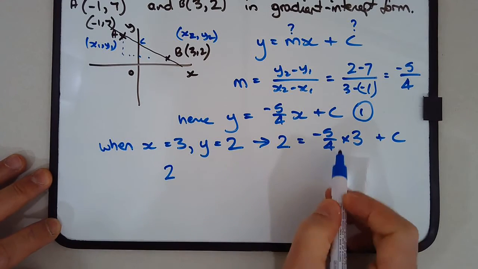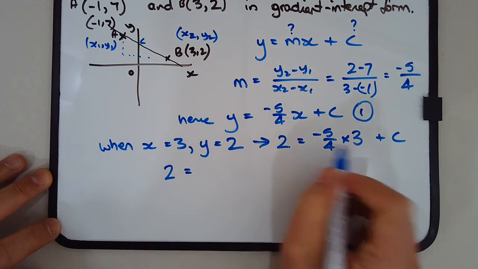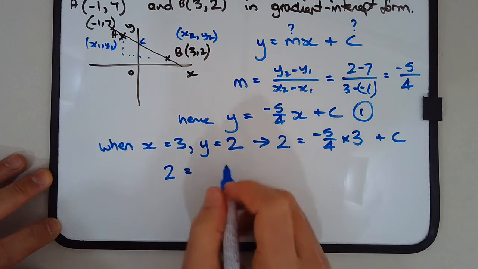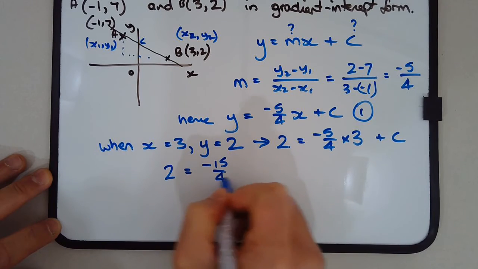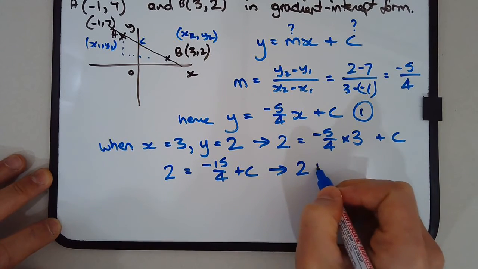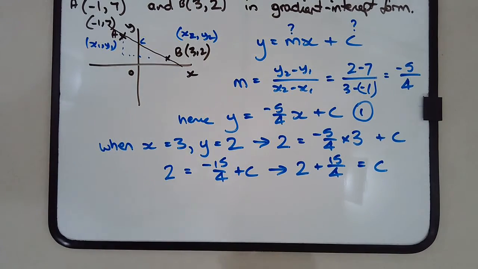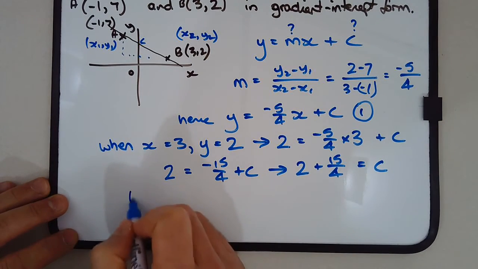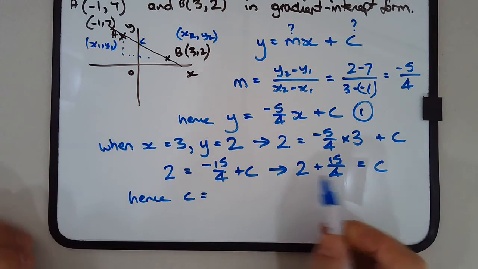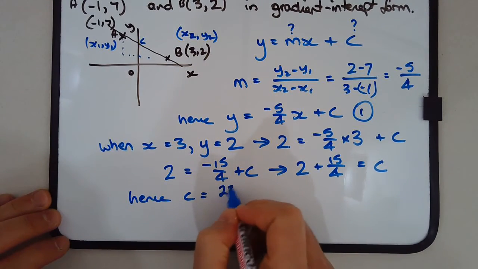So 2, now this is negative 5 on 4 times 3. Just before I rearrange it, let me multiply them together. Negative 5 on 4 times 3 is negative 15 on 4 plus c. Now we can rearrange it, add 15 on 4 to the other side, so that 2 plus 15 on 4 is equal to c. Hence c is equal to, and we can just leave it in improper fraction form, 2 is 8 on 4, so 8 plus 15 is 23 on 4.